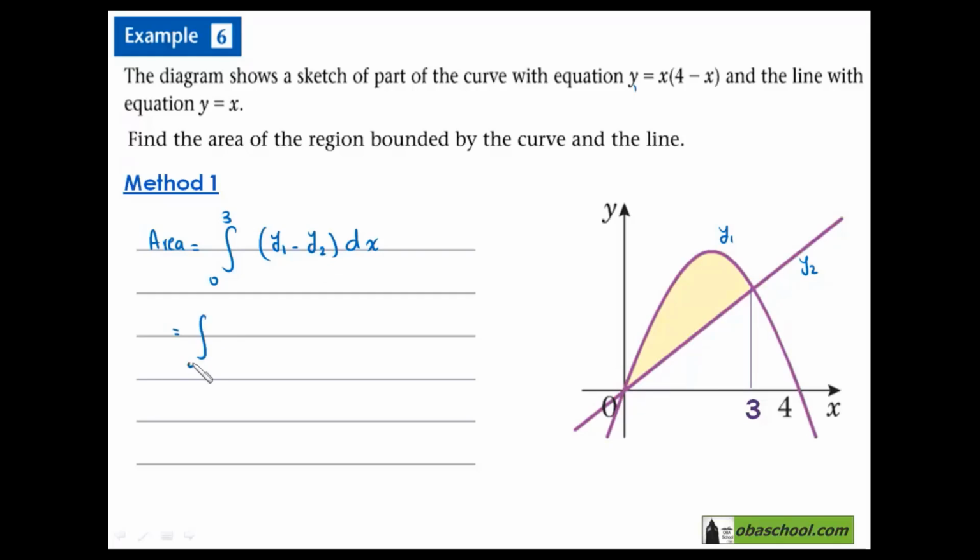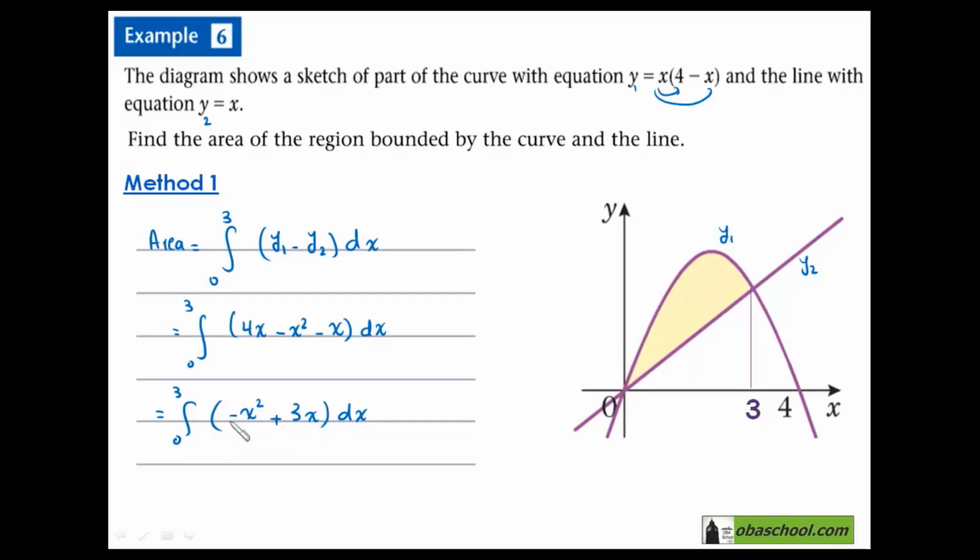So, integral 0 to 3. Now we substitute y1. We will multiply directly. 4x minus x squared, minus y2, which is x, dx. Okay, now let's continue. Integral from 0 to 3. We will organize this form. Minus x squared plus 3x dx. We simply wrote the higher curve minus the lower curve. Now we do the normal integration.